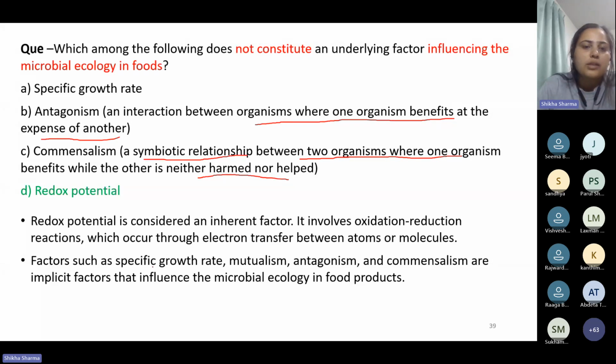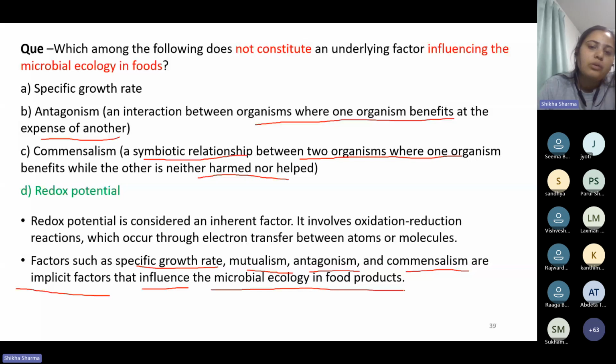So these factors like the specific growth rate, mutualism, antagonism, commensalism are the implicit factors which are related to the food and influence the microbial ecology in the food. But the redox potential is considered an inherent factor. It involves oxidation-reduction reactions in the food, where electron transfer happens between the atoms or the molecules.